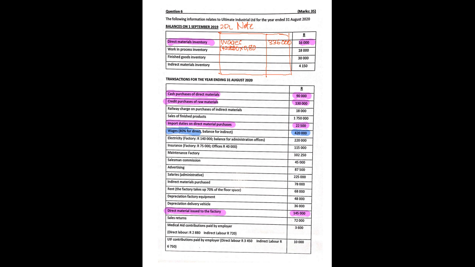And then here at the bottom, they mentioned that medical aid contributions for direct labor was 2,880 and UIF for direct labor was 3,450. So medical aid is the next one. So again, if there is any working out, you'll show it, but here it wasn't anything that needed to be calculated. So 2,880 and then UIF was the 3,450.